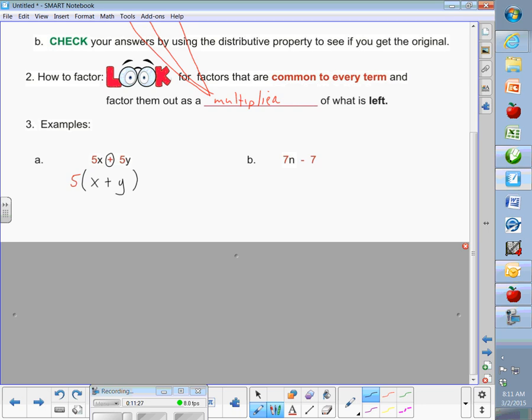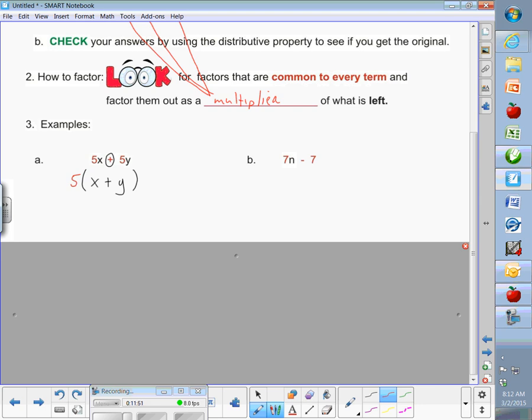And again, if we did everything correctly, you should be able to multiply this back out. So what would be your check? 5 times X is 5X. 5 times a positive Y is a positive 5Y. 5X plus 5Y. Okay, I'm good. That's the correct answer. I'm good to go. I checked.